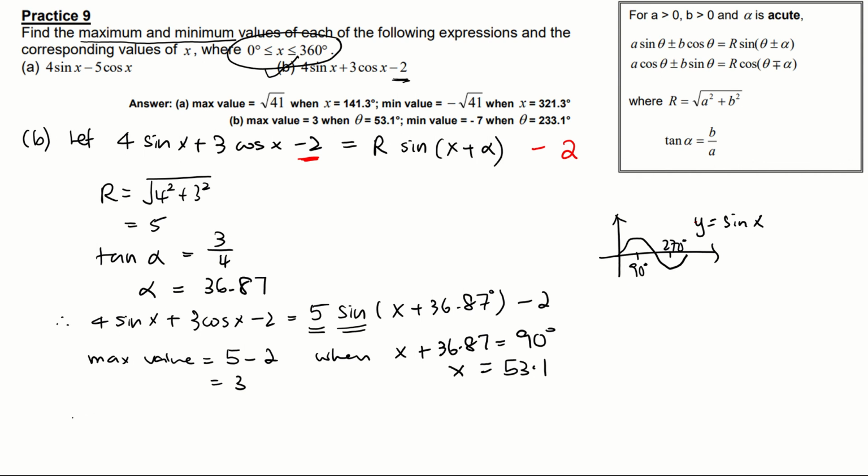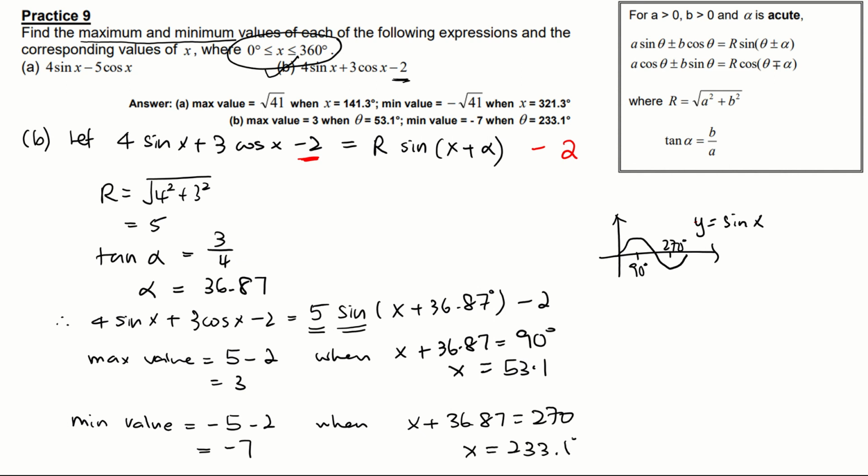As for the minimum, we know that the minimum happens at minus 5, but in this case I just have to minus 2. So the minimum is minus 7, and it happens when your angle is at 270. So you do the calculation and you get 233.1 degrees. This is how you answer practice 9 part B.